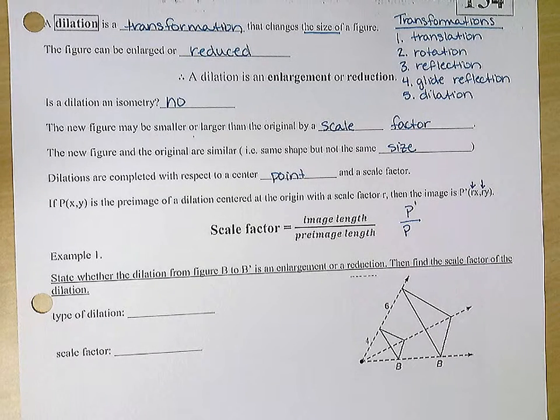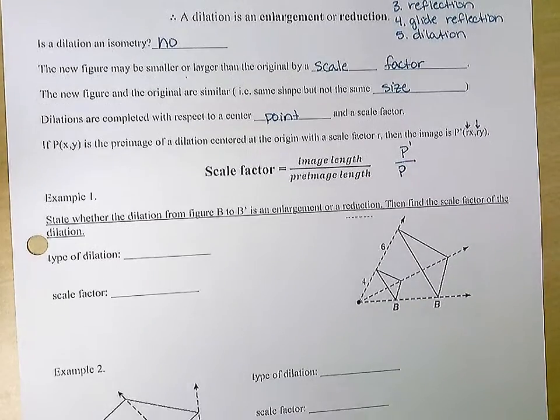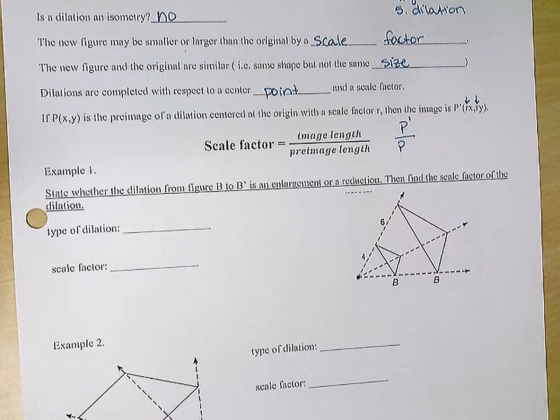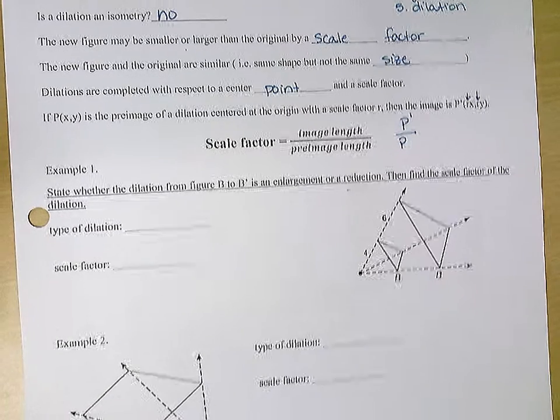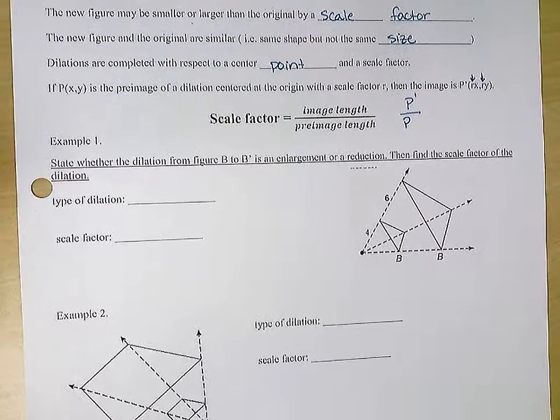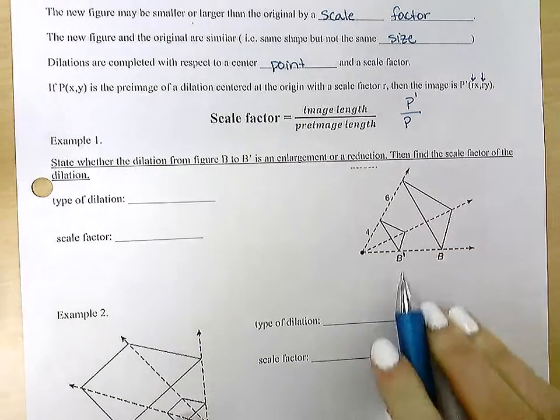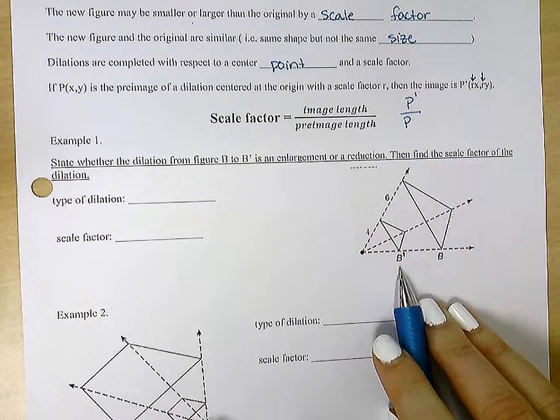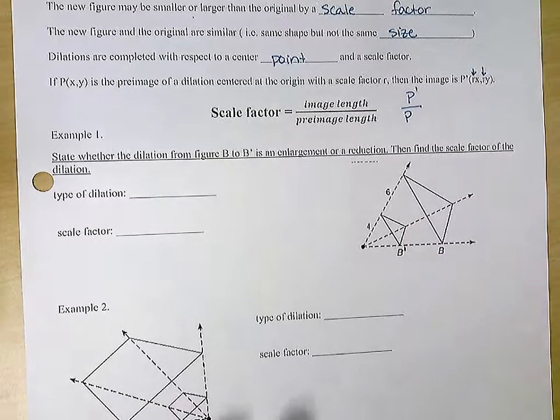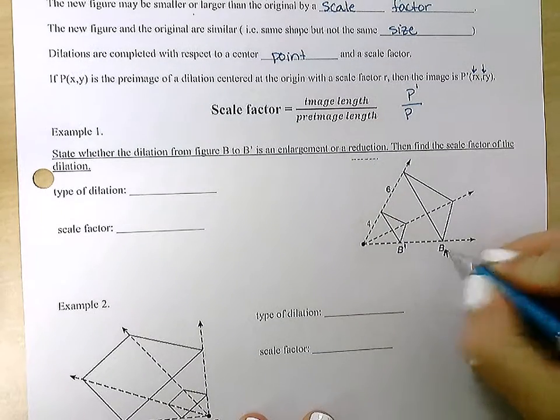So we're going to do an example where we're setting up this scale factor. In example 1, we want to state whether the dilation from B to B prime is an enlargement or a reduction. Then find the scale factor of that dilation. Now on here in our picture, there's a typo, there's no B prime. B prime is supposed to be this one right here. So you can put in your prime symbol right there next to it. If I'm looking from my pre-image to my image, your pre-image is this one.